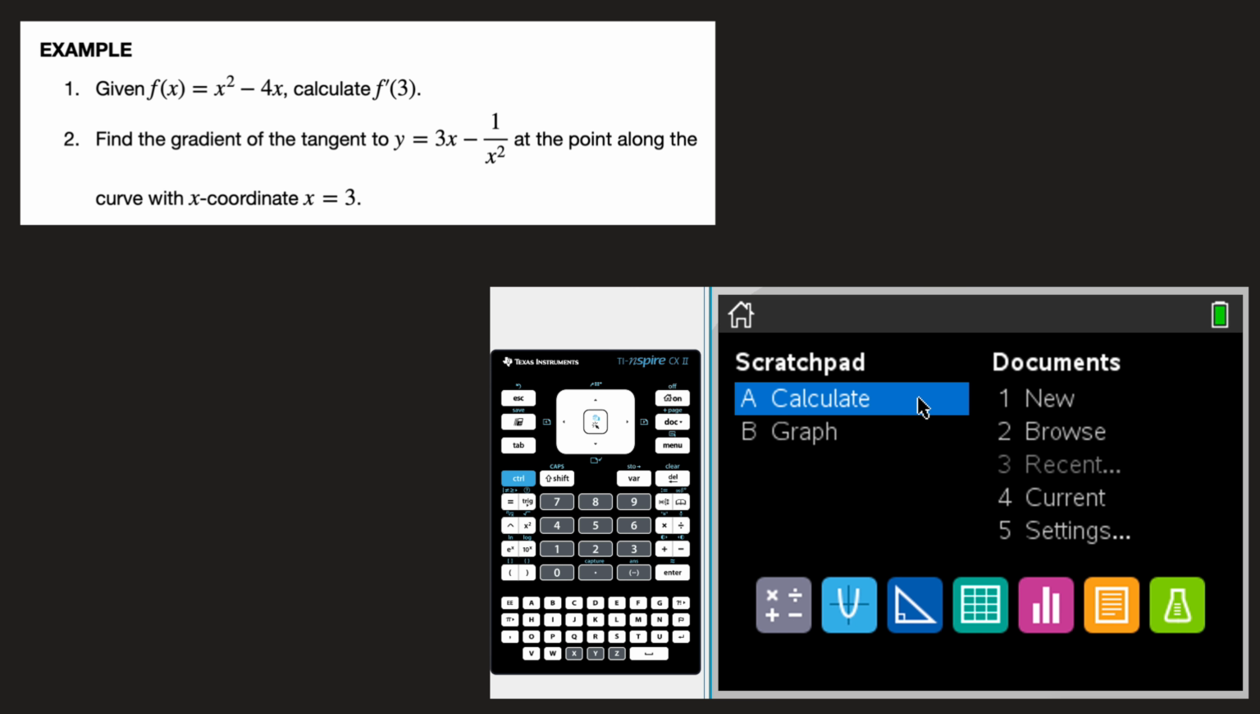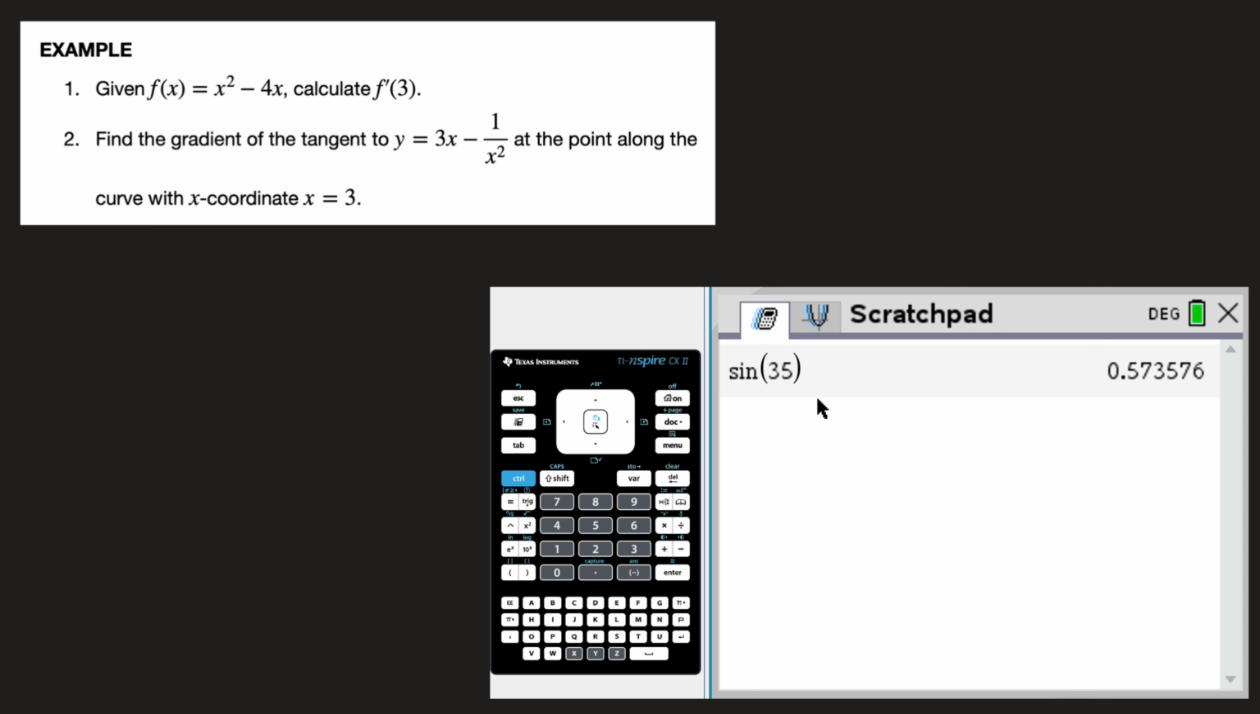As you can see on my calculator screen here, I'm on the home page. And anytime we need to work with functions and calculus, ideally we should be using the Scratchpad. So I can either click on the calculate here or the graph here. All that matters is that I'm in Scratchpad. So I'll click on calculate.